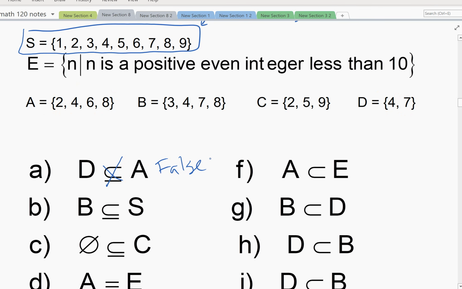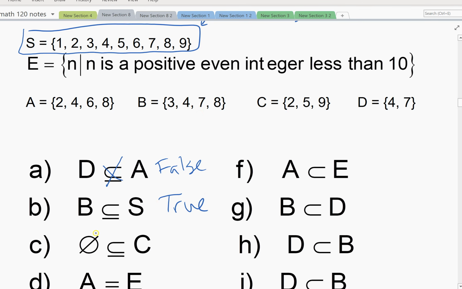Is B a subset of S? Well, I said it was, but you should double check and make sure I'm correct in that statement. B is the numbers 3, 4, 7, and 8. Is every element of B in S? Well, 3 is in S, 4 is in S, 7 is in S, 8 is in S, so that's true.